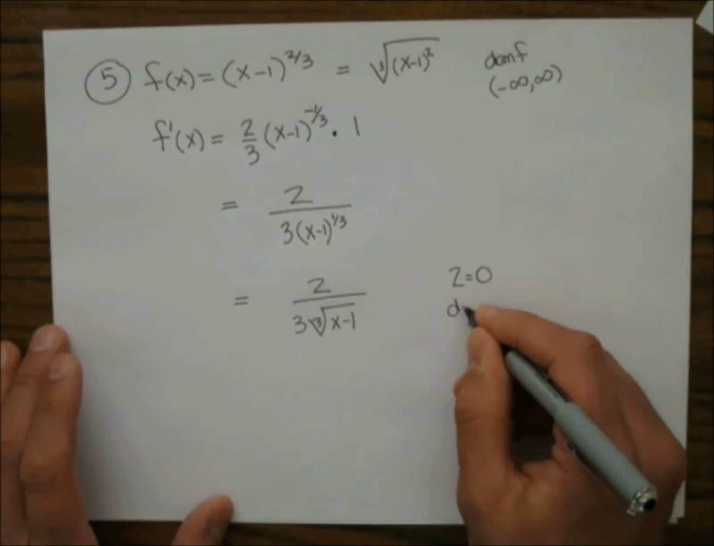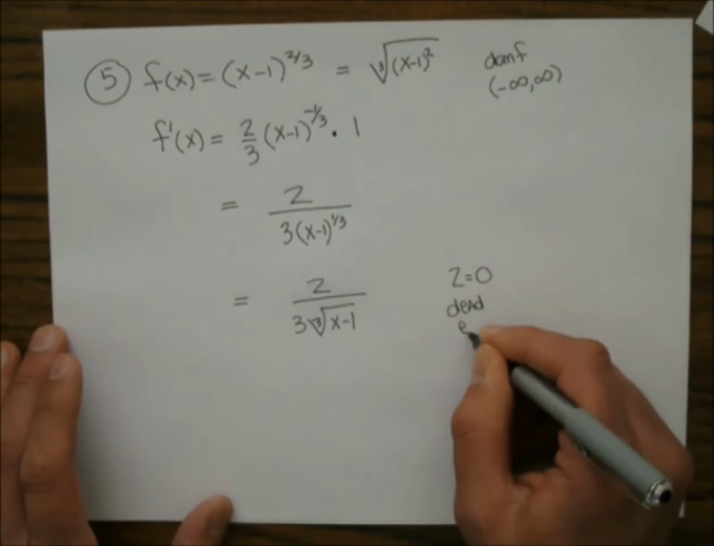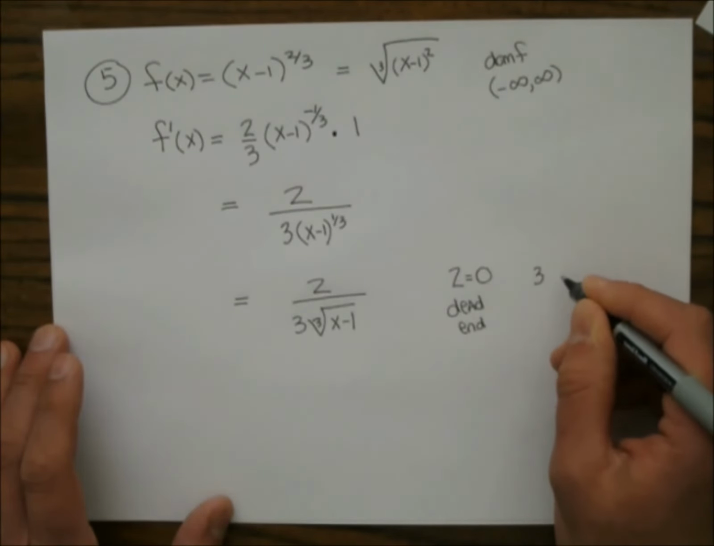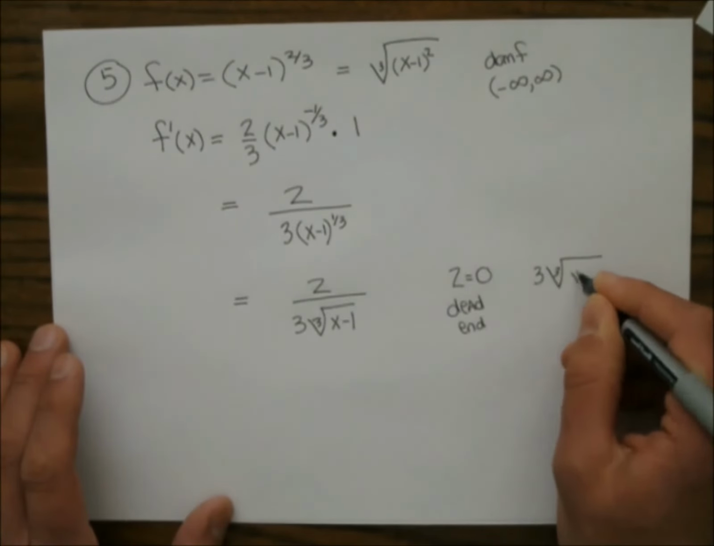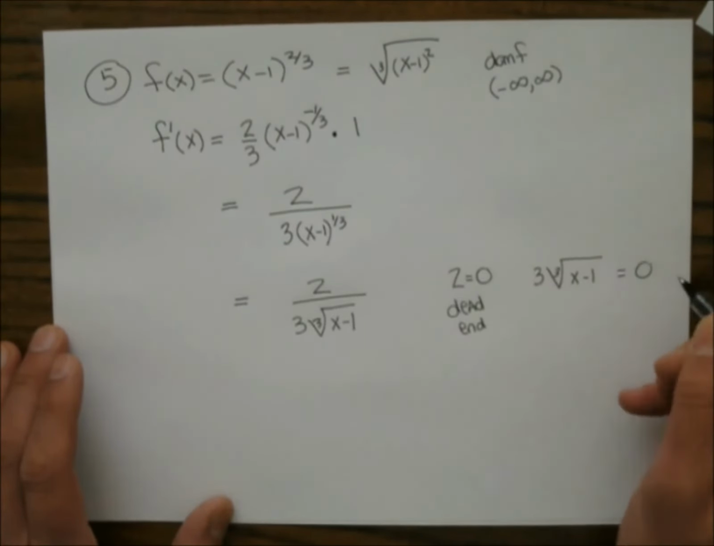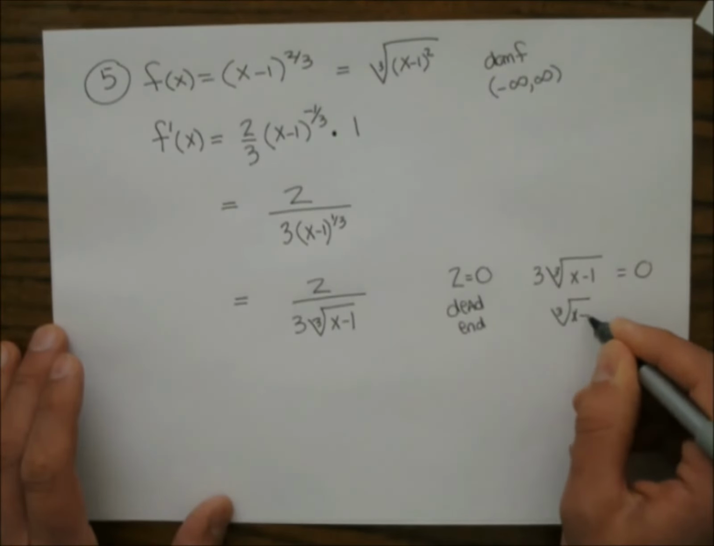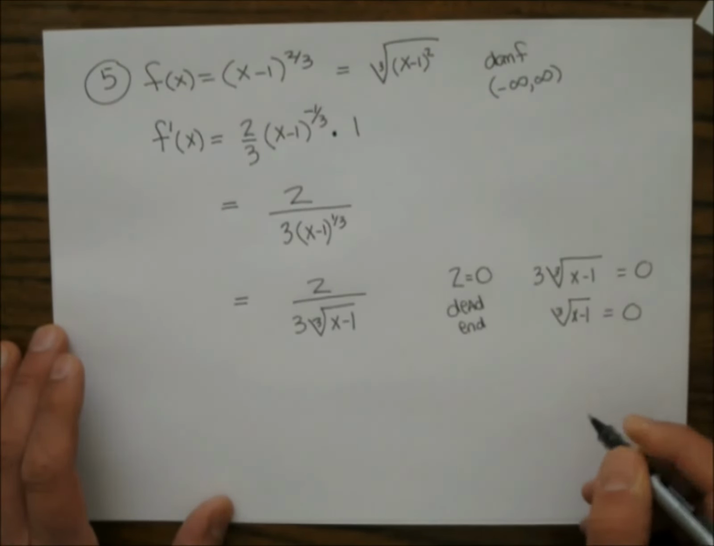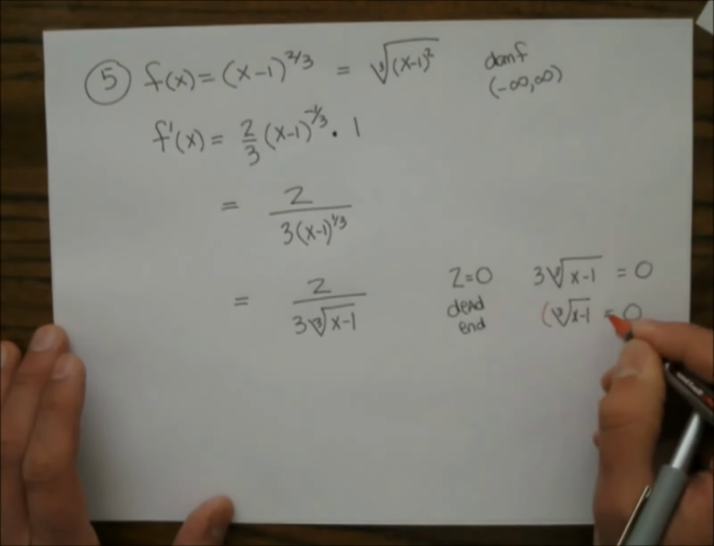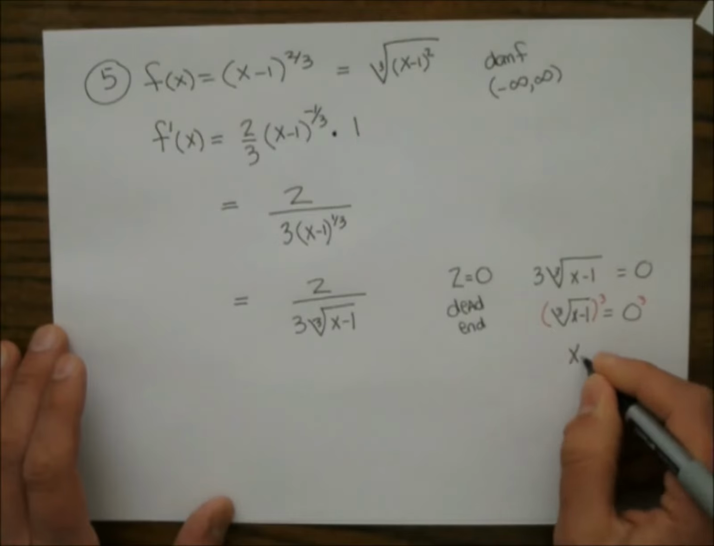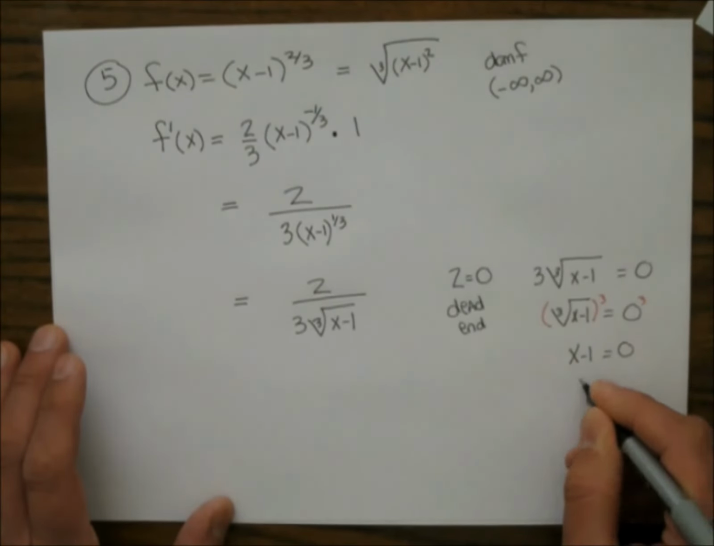Well, that's a dead end. And you set the bottom equal to 0. 3 times the cube root of x minus 1 equals 0. I'm going to divide both sides by 3. I'm going to cube both sides. What does that look like? If you're wondering, it looks like that. x minus 1 equals 0. And then I'm going to go ahead and add 1.